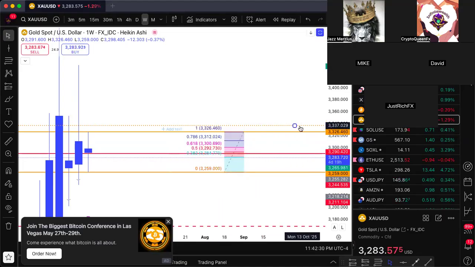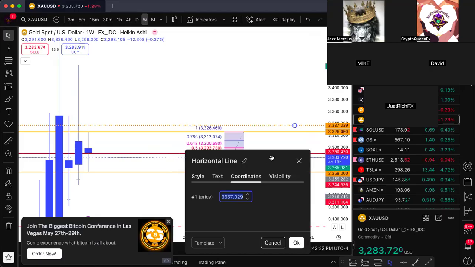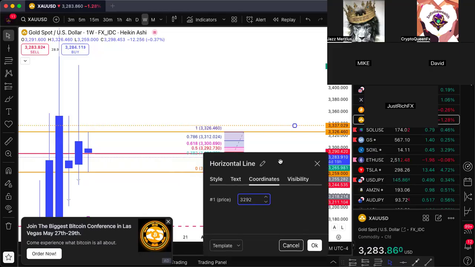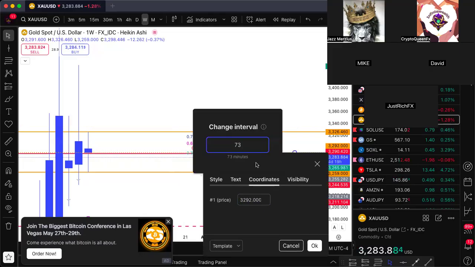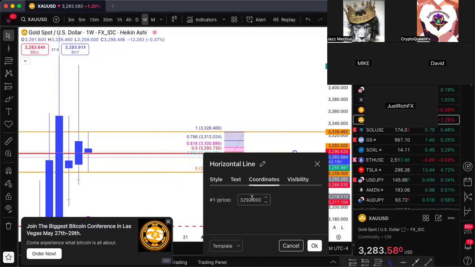And the midweek level of support is 32.92.73. That's 730.